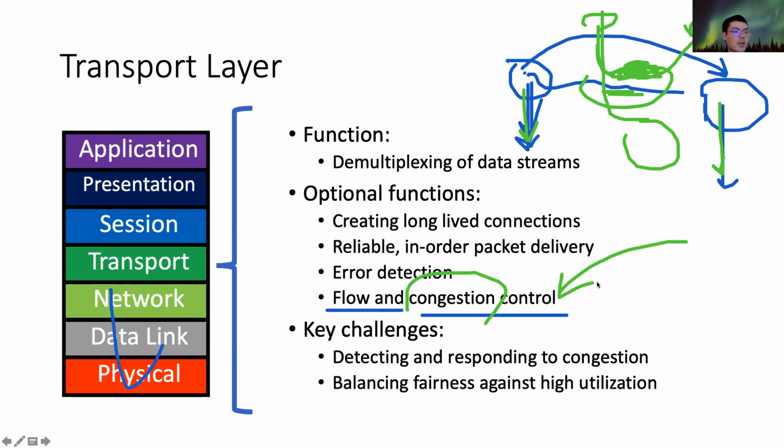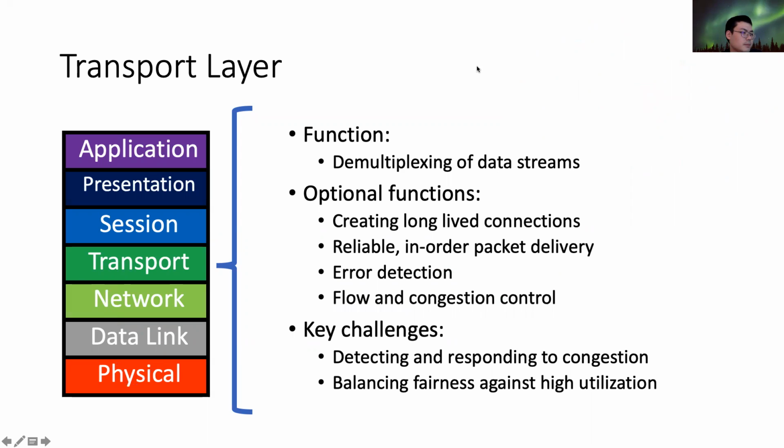Both of them are present in TCP. So what are the key challenges? The key challenge is how you detect and respond to congestion. How do you find that now you cannot send so fast? Apparently, if you lose a packet, you sent too fast and the receiver cannot acknowledge your packet, then you will find it. But we will see more details.